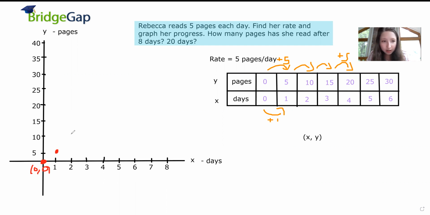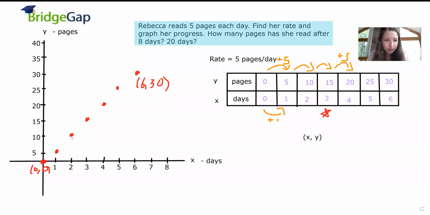On day 2, we read 10 pages. Day 3, we read 15. We're looking at the chart here. We're here right now. And then day 4, we have 20 pages. Day 5 is 25. And day 6 is 30. So now we have some points on our graph. We start with 0, 0, we end with 6, comma, 30. On day 6, Rebecca has read 30 pages.